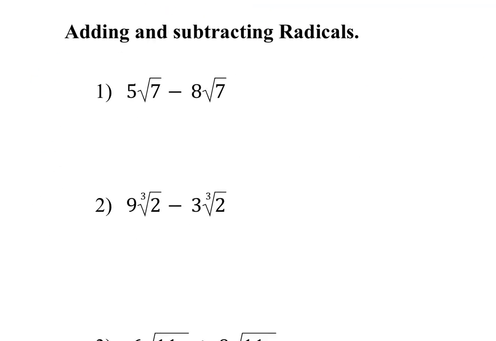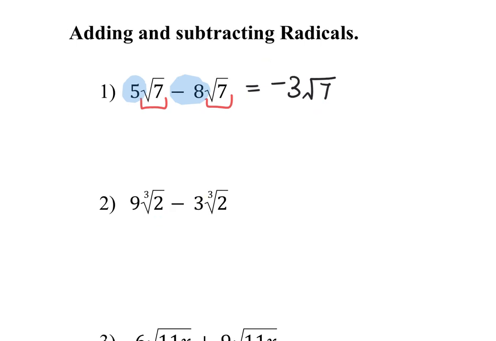Looking at this first one, we have 5 square root of 7 minus 8 square root of 7. Those square root of 7s are exactly the same. That means that our answer is going to have a square root of 7. To find the number in front, we take the numbers in front of these, and we do the operation they're asking. 5 minus 8 gives me negative 3. Now I'm going to see if I can simplify this. I'll write our perfect squares off to the side.